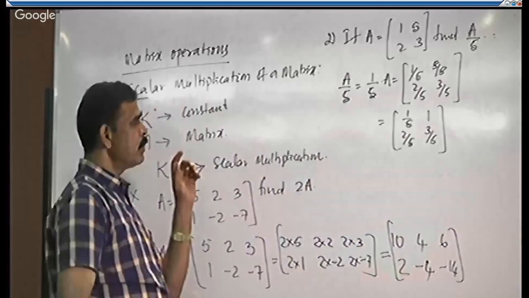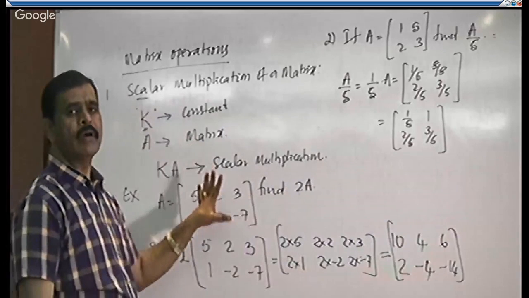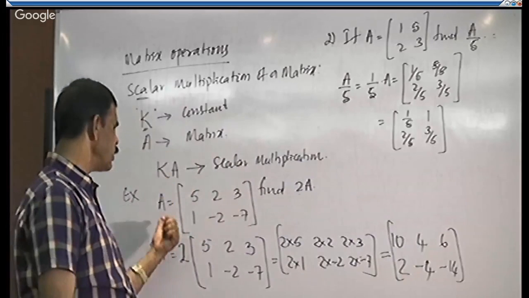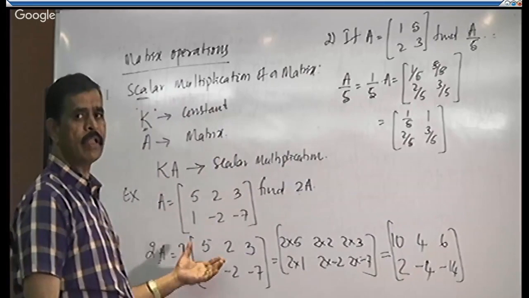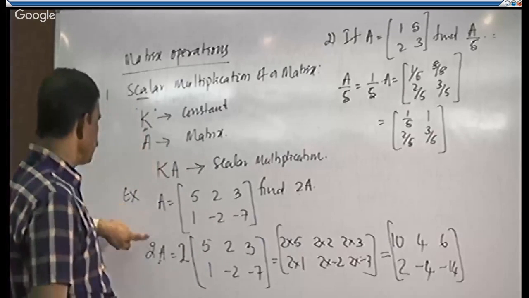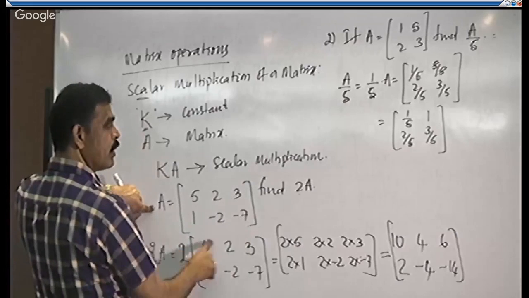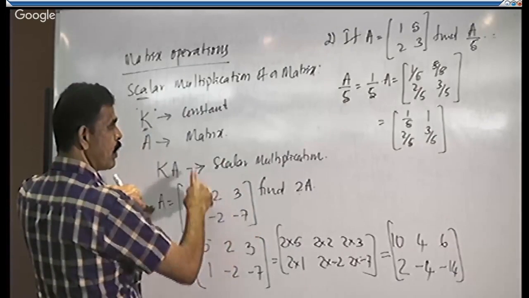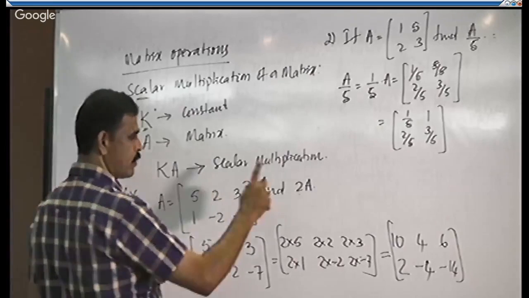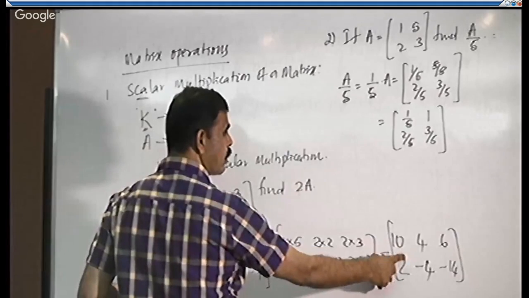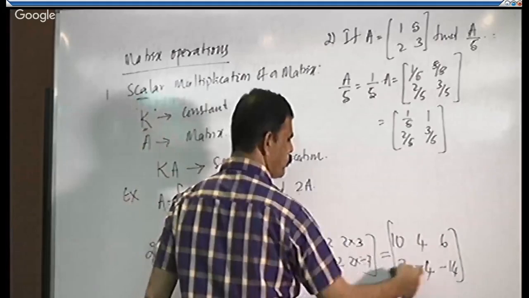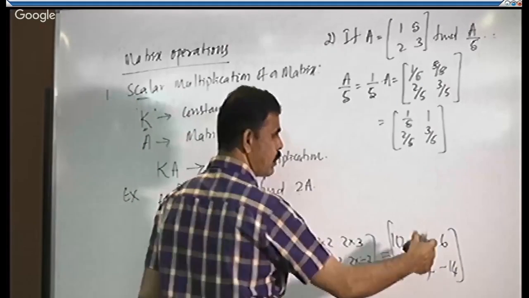So I repeat it. Scalar multiplication is nothing but all the elements of a given matrix must be multiplied with a given constant. That's all the scalar multiplication. See, we have a matrix A. What is its order? Its order is 2 cross 3, 2 rows and 3 columns. After scalar multiplication, we got another matrix, right? Its order is also equal to the order of A, 2 rows and 3 columns, right?